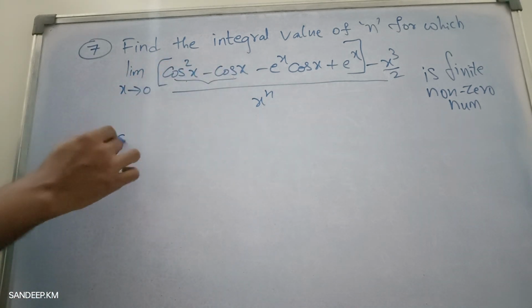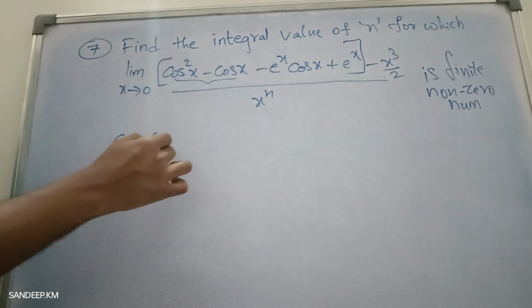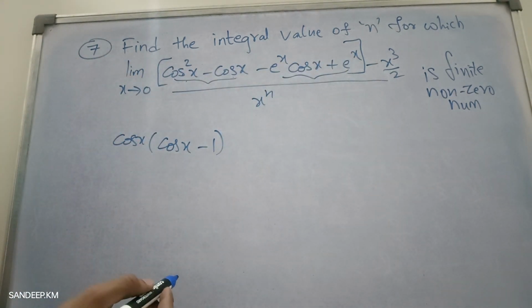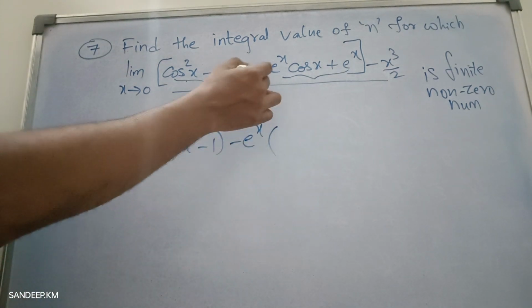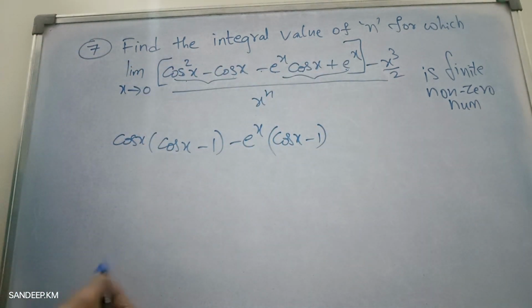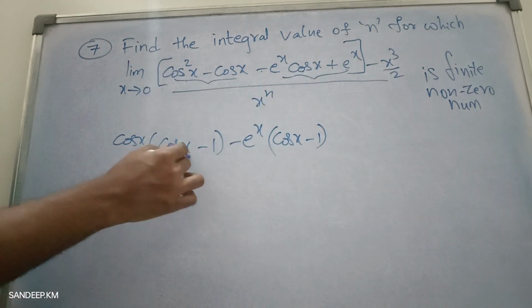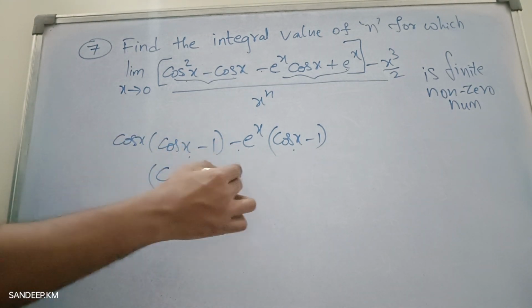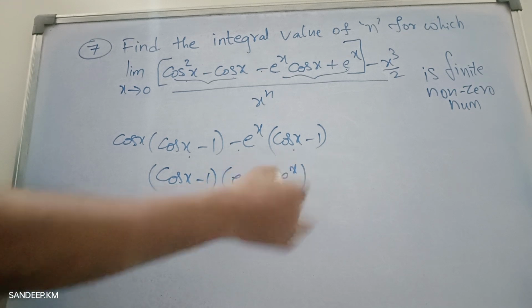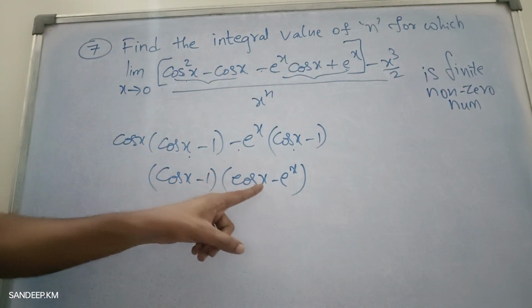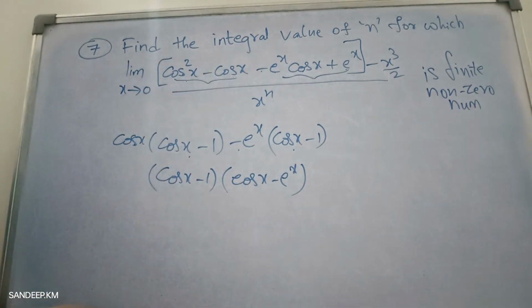In these two I can take cos x common into cos x minus 1, and in these two I can take e power x common, at the same time with a minus. I will take minus e power x common. Minus e power x went outside, we have cos x. Minus e power x went outside, we have minus 1. Okay now, so here and here we have cos x minus 1 into cos x minus e power x. So dear students, the factorized form of these four terms is cos x minus 1 into cos x minus e power x.